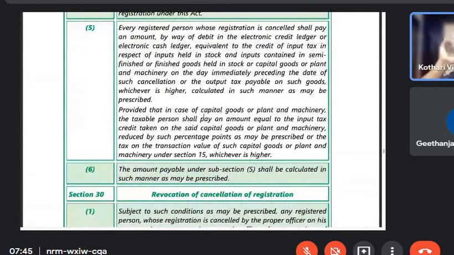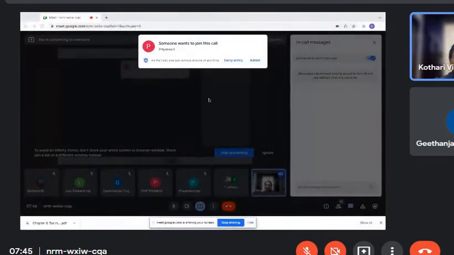And in case at the time of cancellation, if you have any stock in hand, any capital goods, any semi-finished goods, finished goods, then in that case, whatever input tax you have taken, compare it with the output tax payable if it is sold, whichever is higher, that you have to pay either by debiting the electronic credit ledger or cash ledger. This is what the cancellation and amendment is. Any doubt?